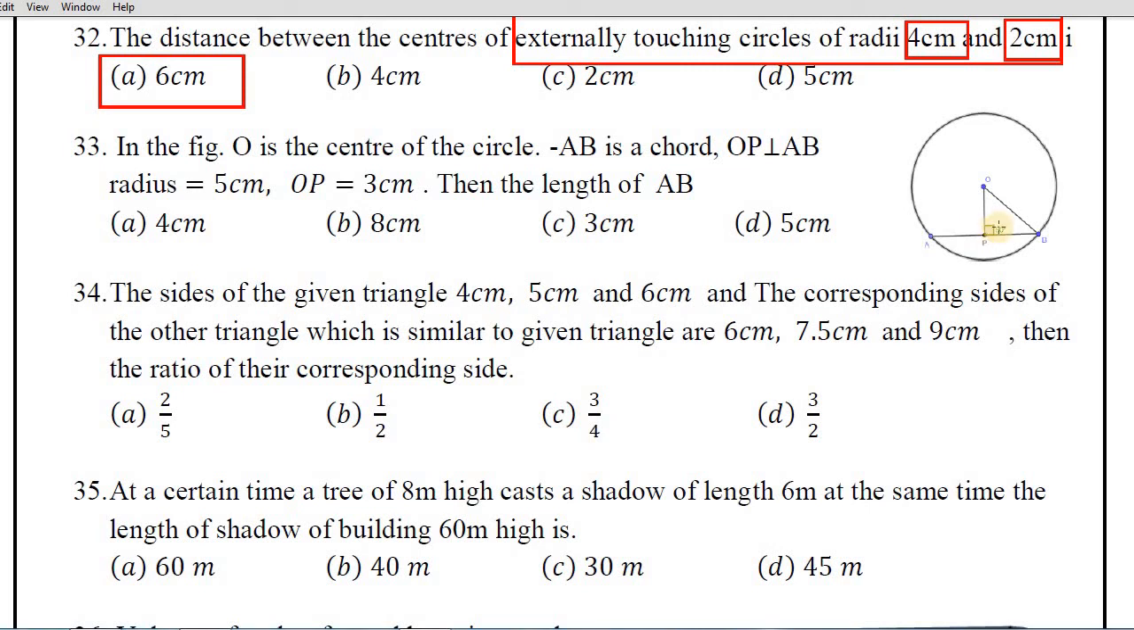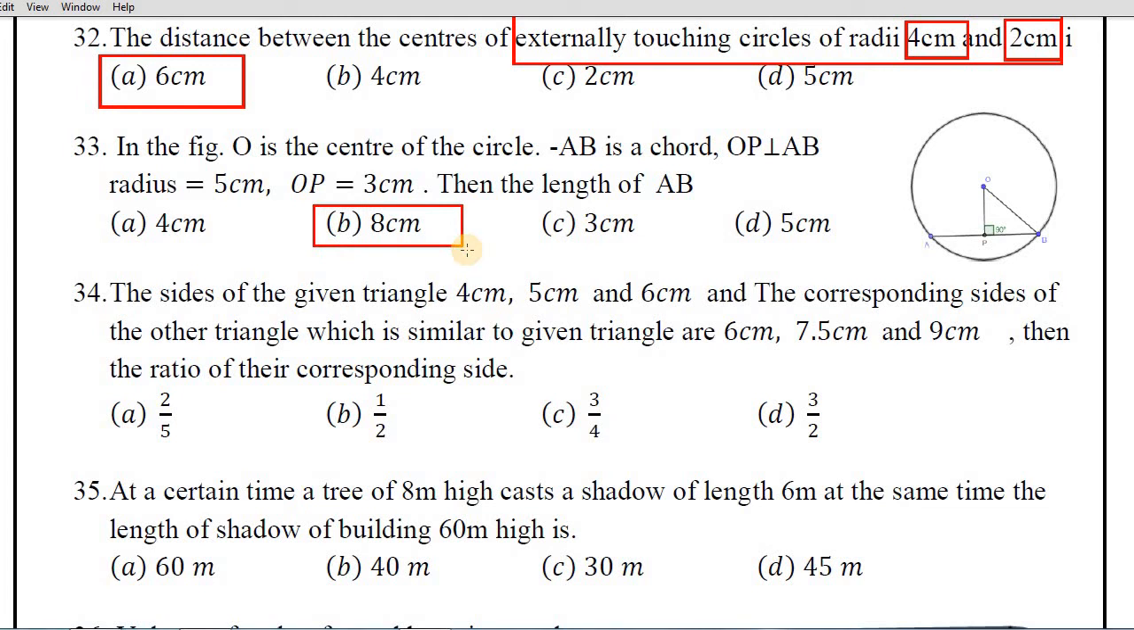So PB value, how much will you get? This is PB. First we want to find the PB value. Without finding the PB value, you cannot find the AB value. So PB value will be 4 cm. Because OPB is a right angle triangle, hypotenuse is 5 cm, perpendicular is 3 cm, then base has to be 4 cm. So if PB is 4 cm, then AP is also 4 cm. So 4 plus 4 is 8. Otherwise 2 times 4 is 8. So option B is right for this question.